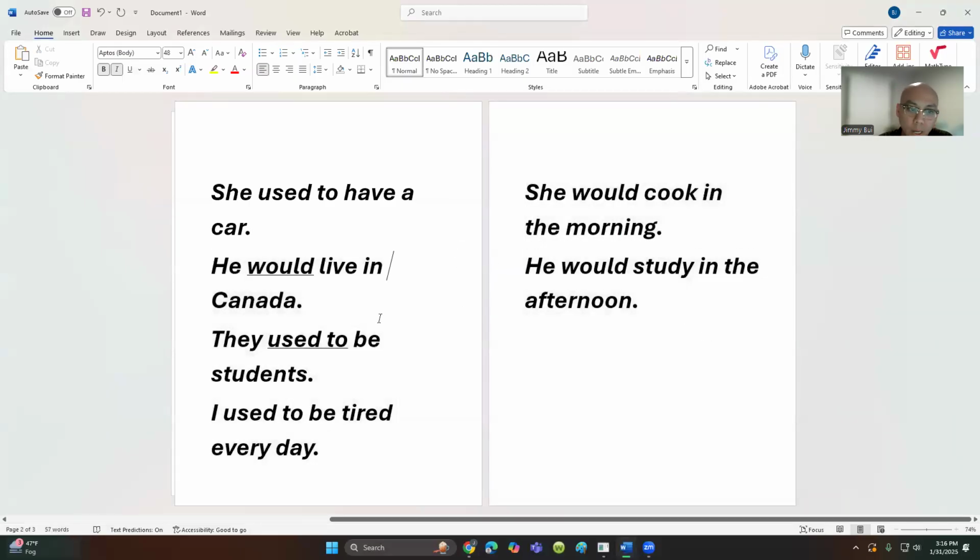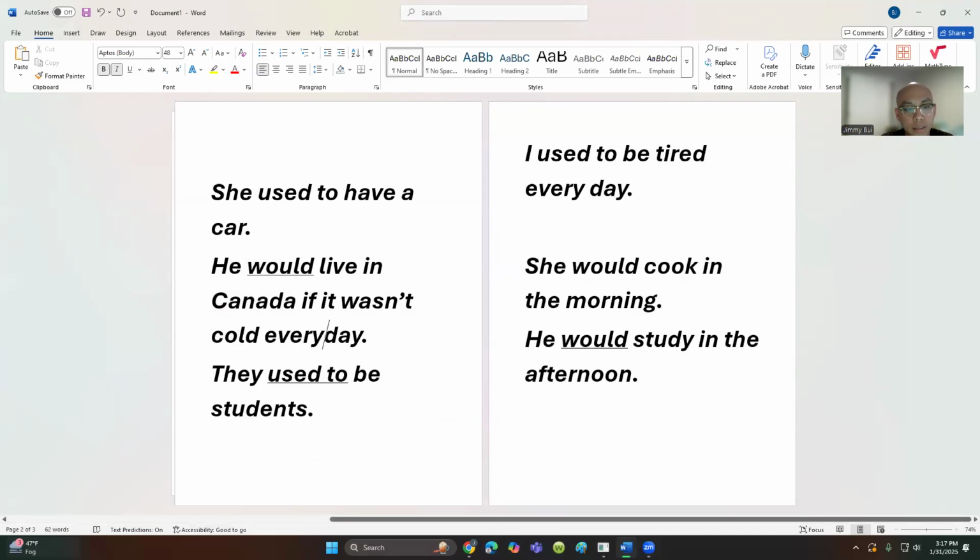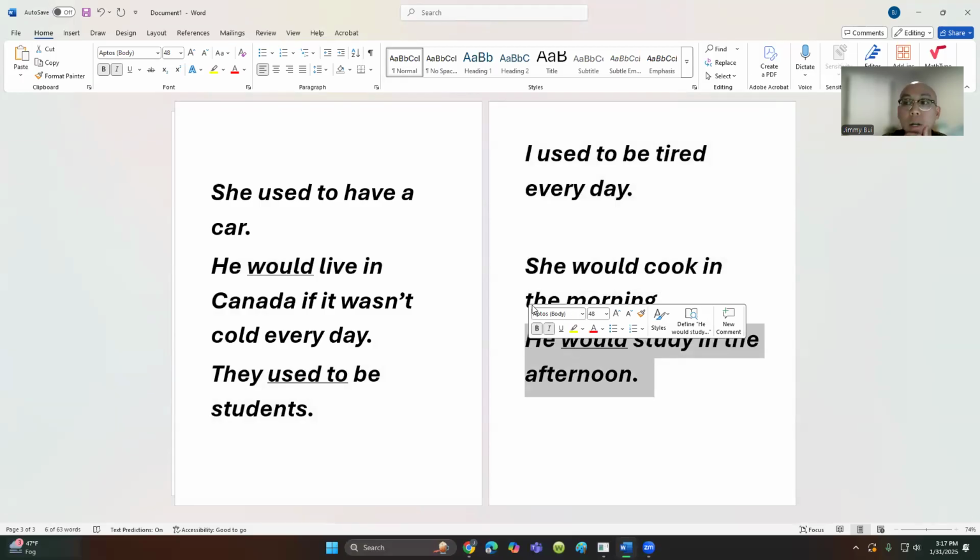This can be, in a way, viewed as possibly future tense, or an unreal conditional. We use these for things that are unreal. And so he would live in Canada if it wasn't cold every day. Okay, so here he would study in the afternoon. This is not something that is unreal. This is very possible, and so this is a past tense scenario.